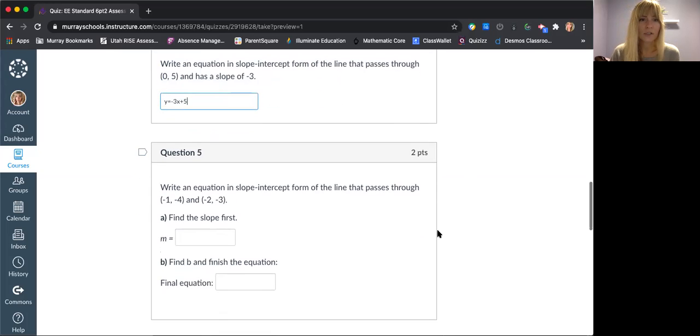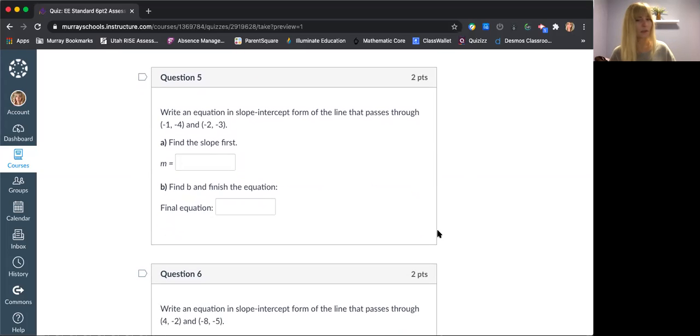All right, question number 5. This one is a little bit longer with a little bit more steps. The first thing we have to do is find M. They didn't give me either of them, but they did give me 2 ordered pairs, so I can use the slope formula. Here we go. Y2 minus Y1, which is minus a negative, so I changed it to a plus, over X2 minus X1. I changed those both to pluses because I was subtracting a negative.